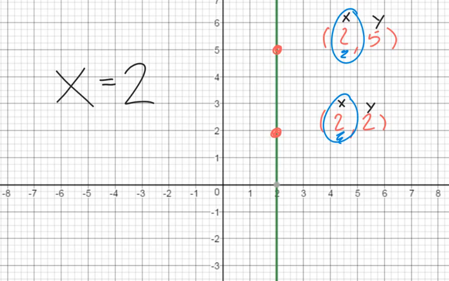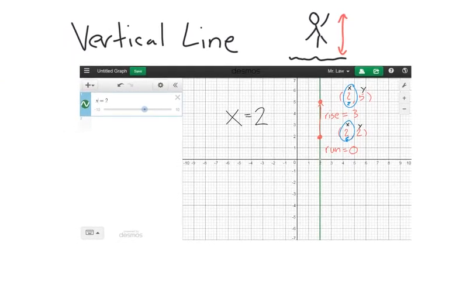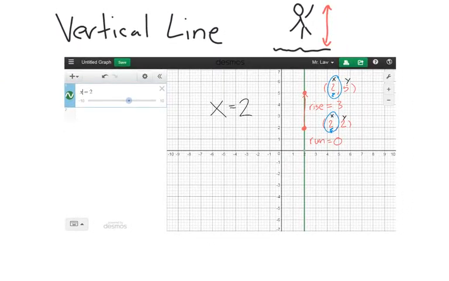Let's go ahead and figure out the slope of this line. We can't really create a triangle here, but we still can figure out what the rise is. The rise is equal to 3, and the run, there is no run, so you can say run is equal to 0. Let's zoom back out and let's figure out what that is equal to.